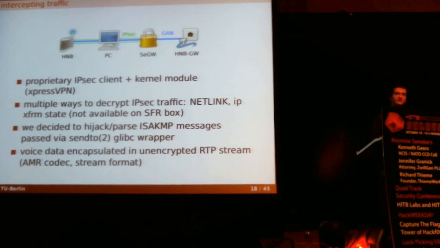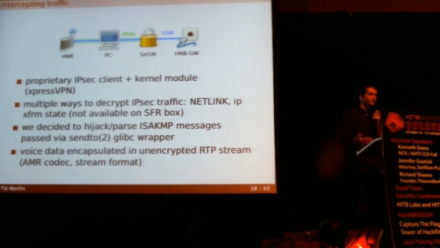Now we want to use this device to intercept the communication, to listen to what's going on. As we've explained, there is a protected tunnel between the home node B and the security gateway, protected through IPsec. This is just because they don't want anyone to listen on the internet over this traffic. It's confidential traffic. There are some privacy issues. And the security gateway is also used to authenticate the home node B. They just want femtocells to connect to the network, nothing else.